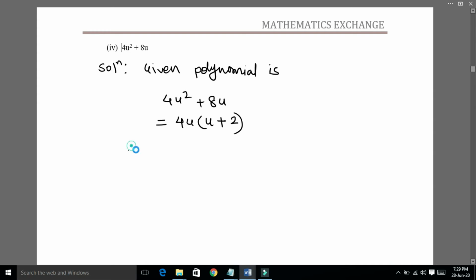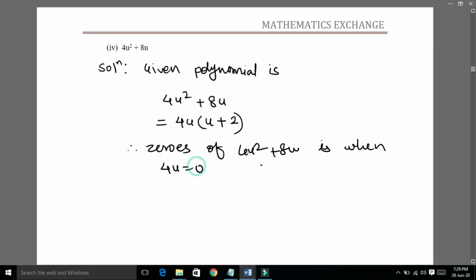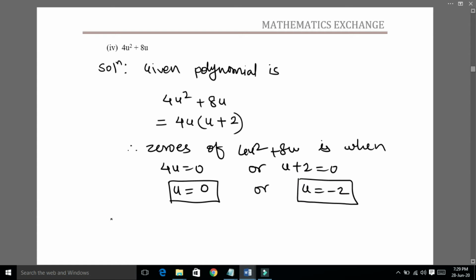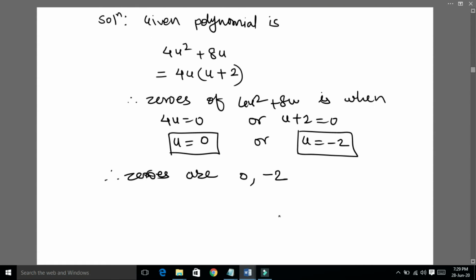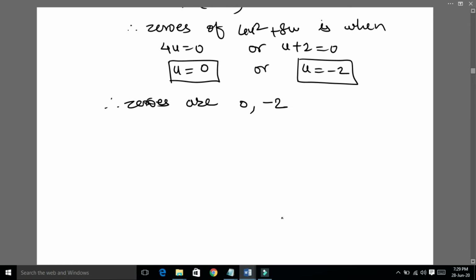So the zeros of 4u square plus 8u are when 4u is equal to 0 or u plus 2 is equal to 0. So u is equal to 0 by 4, which is 0. This is the first zero, and u is equal to minus 2. This is the second zero. Therefore the zeros are 0 comma minus 2. Now we have the zeros of the polynomial, that is 0 comma minus 2. So 0 can also be a zero of the polynomial.